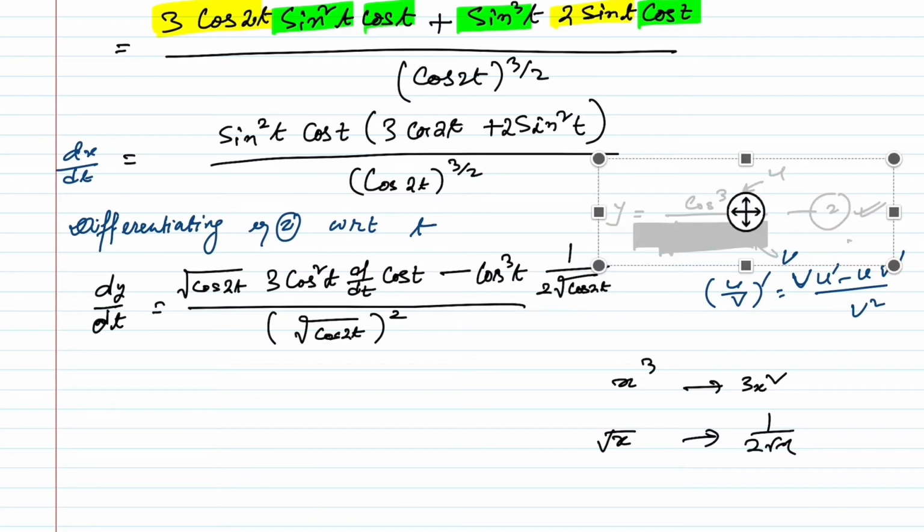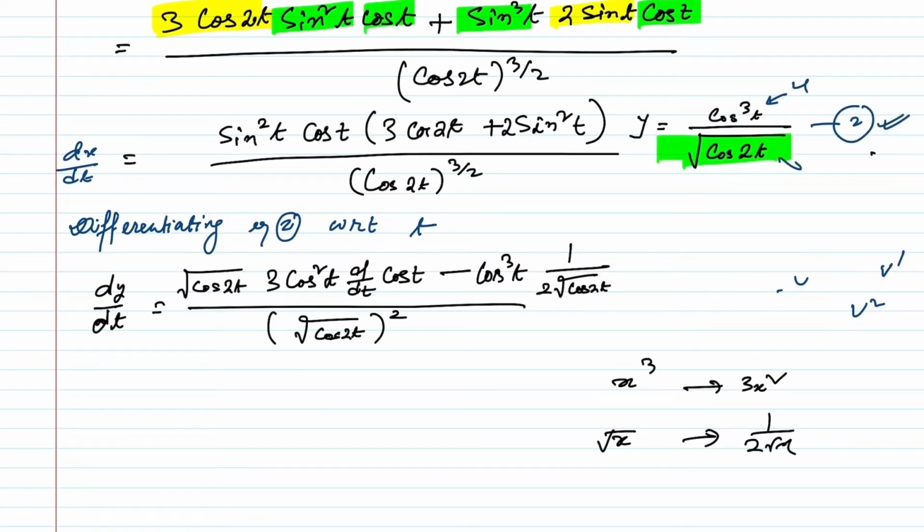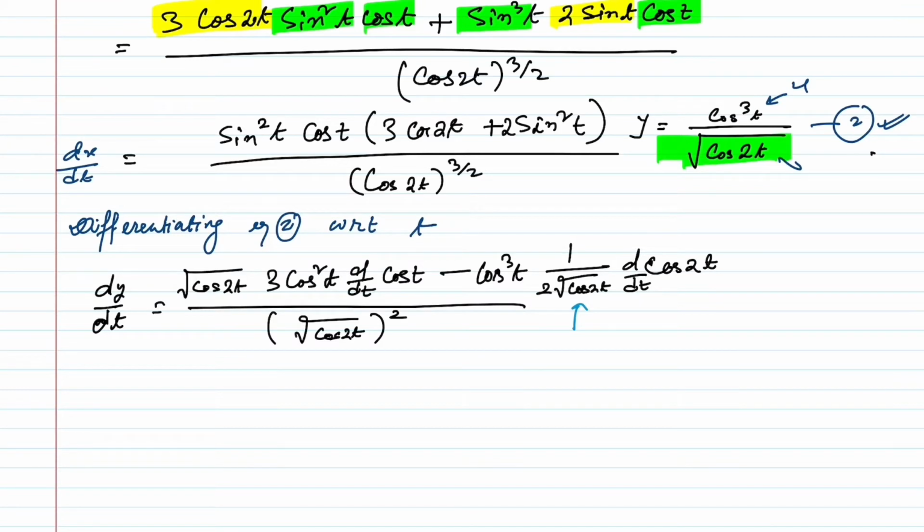So let me write this one here and clean this part. Again you have to differentiate, this is a function of a function, this is not just root x, this is root over another function. That's why again you have to differentiate the function under the root, that is the derivative of cos 2t. We know the derivative of cos x is minus sin x, isn't it? So its differentiation should be minus sine 2t. So here I have written minus sine 2t.